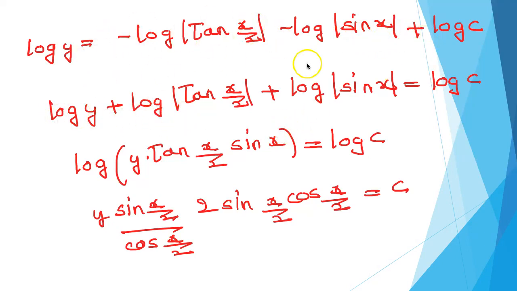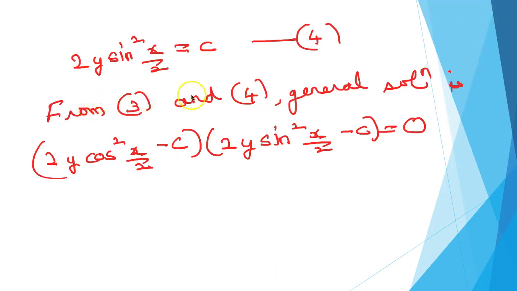What do we apply here? Log a plus log b is log a into b. So log of y into tan x by 2 into sin x is log c, or we get y sin x by 2 by cos x by 2. Again, this sin x is 2 sin x by 2 cos x by 2, equal to c. So what gets cancelled? Cos x by 2, and I get 2y sin squared x by 2 equal to c. So this is the solution of the second part.